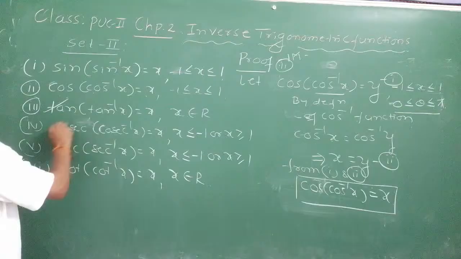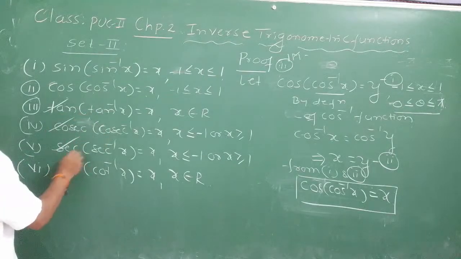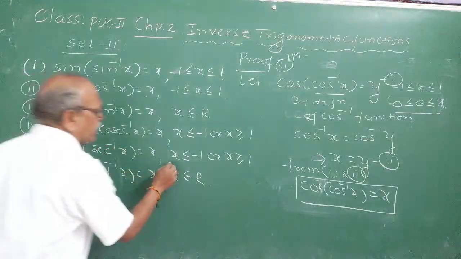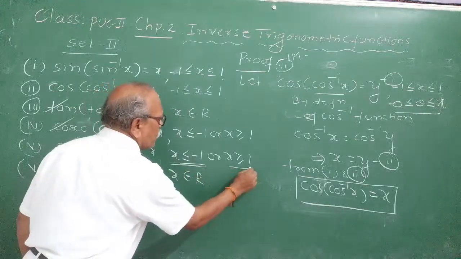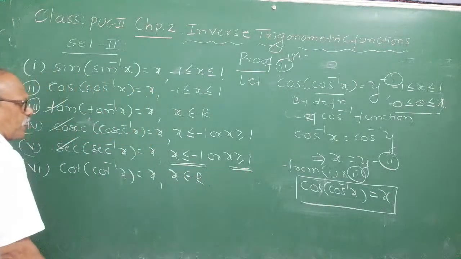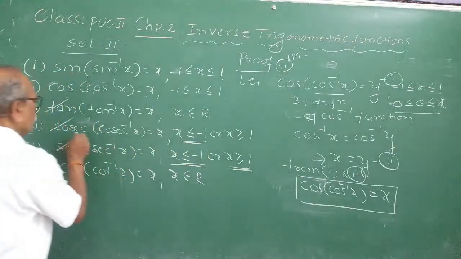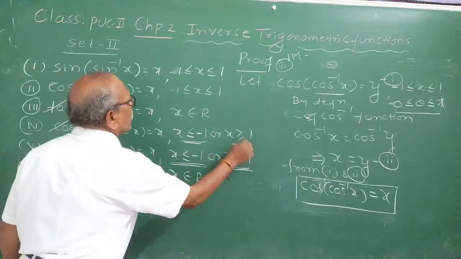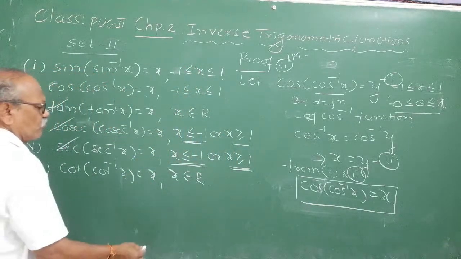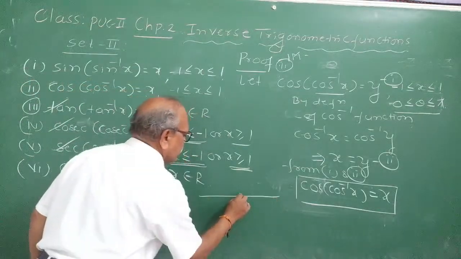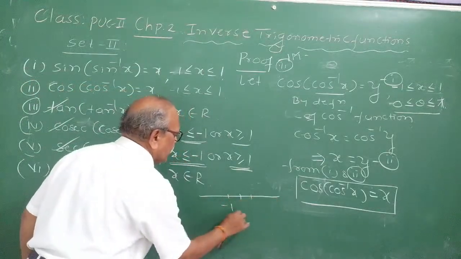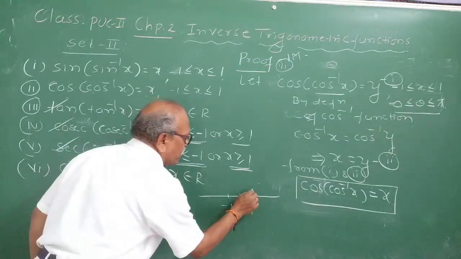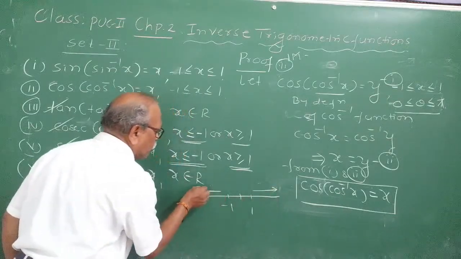Similarly, you can prove it for tan inverse, cosec inverse, sec inverse. Sec of sec inverse x is equal to x, provided x is less than or equal to -1 or x is greater than or equal to 1. Observe here, cosec and sec will not lie where cos and sin will lie. Cos and sin will lie between -1 and +1. When you take the reciprocal, it will be above this.